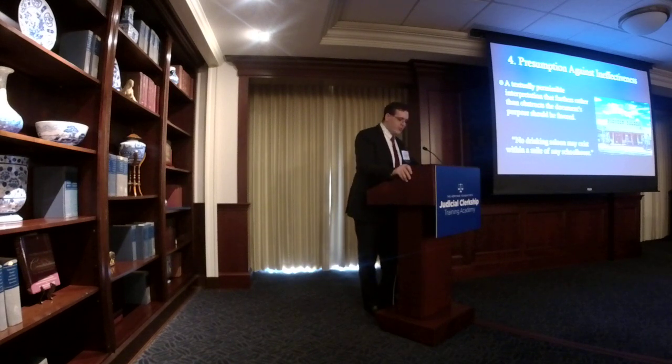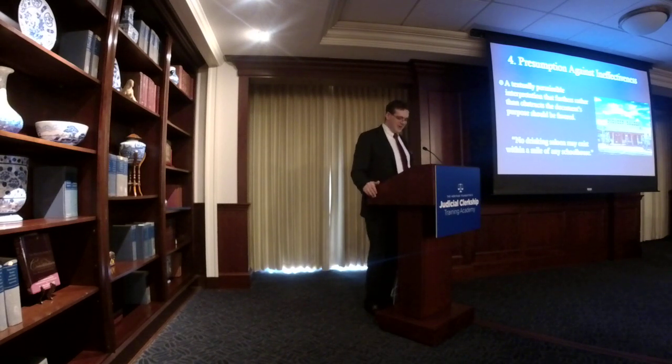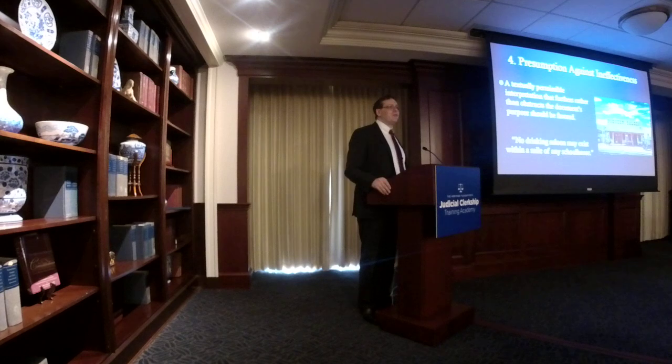The fourth principle is what's known as presumption against ineffectiveness. A textually permissible interpretation that furthers rather than obstructs the document's purpose should be favored. I'll give you an example of this. Say you have a statute that says no drinking saloon may exist within a mile of any schoolhouse. And someone wants to open up a schoolhouse. So then the owner of the saloon seeks an injunction to block the construction of the schoolhouse. And the court says, aha, the schoolhouse has to be moved. You can't build a schoolhouse near a drinking saloon.